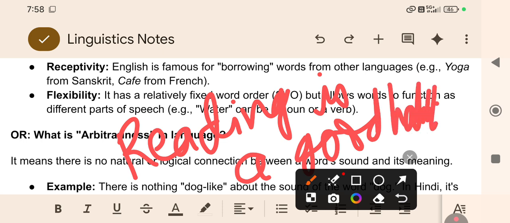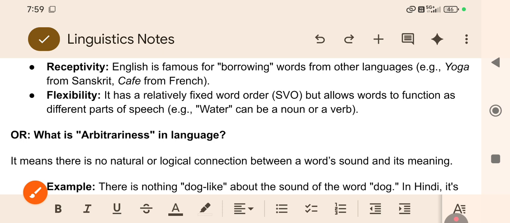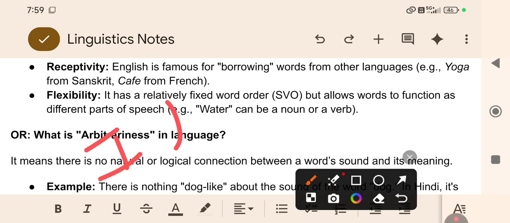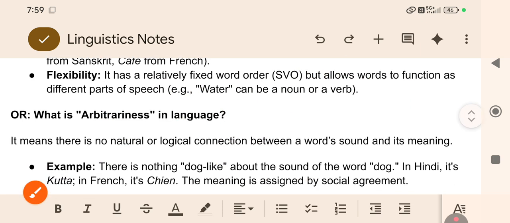So here the -ing form acts as a subject. But if you say, "I like reading," here this reading acts as an object. So this is the difference. Okay. Now flexibility: it has a relatively fixed word order but allows words to function as different parts of speech.